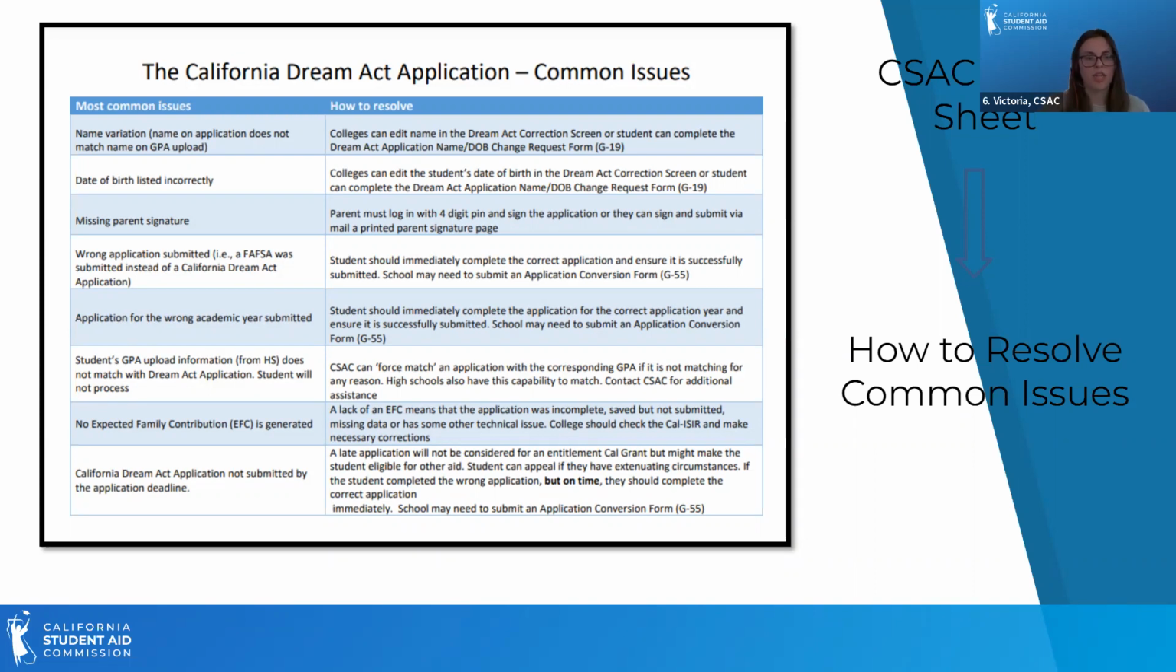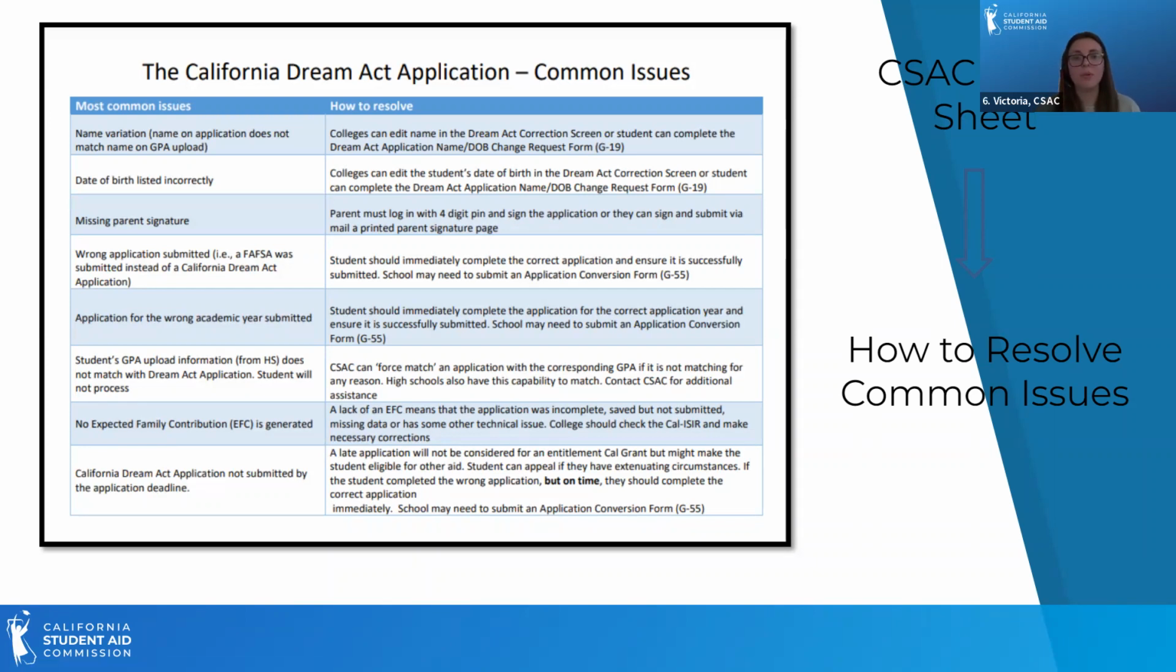Just to keep it moving, there's the student's GPA upload information. Again, it needs to be matched, and a student can double check on that in WebGrants, so they can actually see if their GPA was matched to their application or not. If there's no expected family contribution, that's the EFC, which will show in the top right corner of the confirmation, that's a red flag right away that something's wrong, that the system wasn't able to calculate an EFC. That's a huge indicator. So just double check that, and then follow up if there is no EFC to see what's missing.